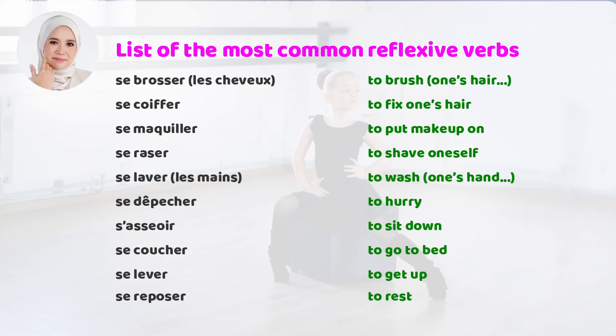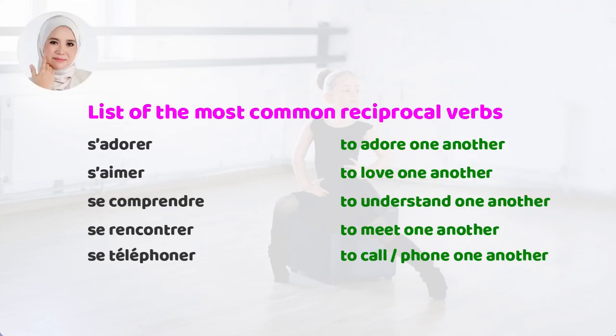Se coucher, to go to bed. Se lever, to get up. And se reposer, to rest. So this is the list of reflexive verbs, but only the common ones, not all. And here we have the list of the most common reciprocal verbs. Not all, but only the most common. So you have s'adorer, to adore one another. S'aimer, to love one another. Se comprendre, to understand one another. Se rencontrer, to meet one another. And se téléphoner, to call or phone each other.